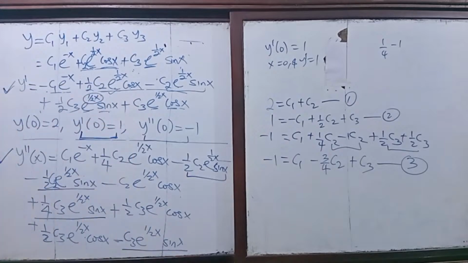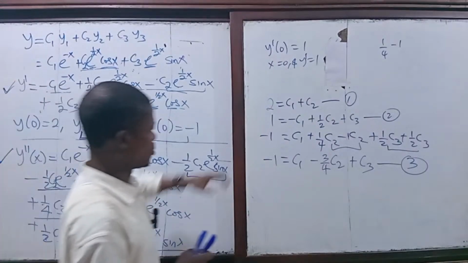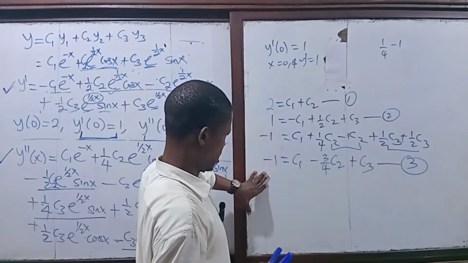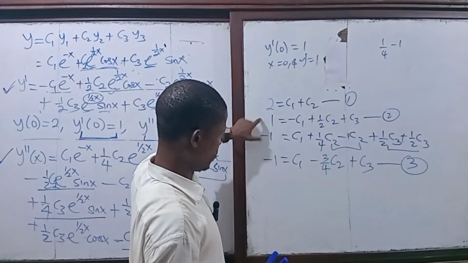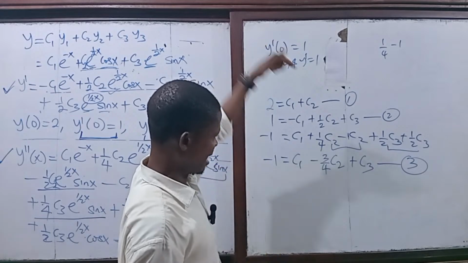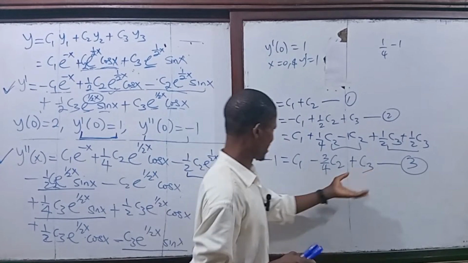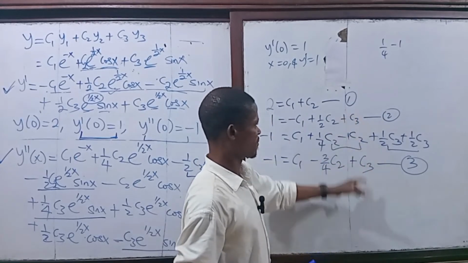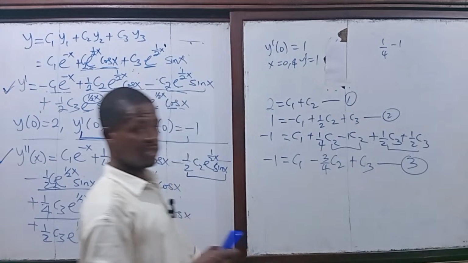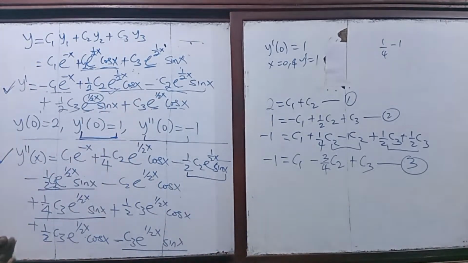So what we can do, we can combine equation 2 and 3. Okay? We can combine 2 and 3 and eliminate C3. Our target is to eliminate what? C3 from equation 2 and 3.